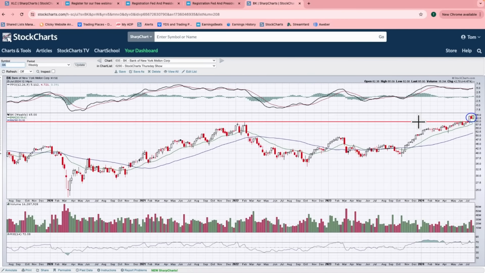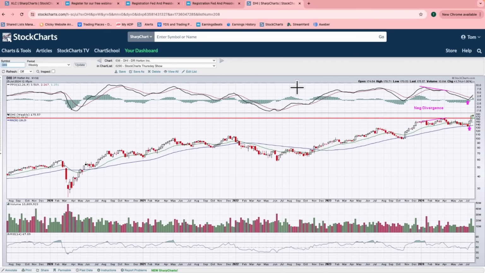Bank of New York posted earnings a couple of weeks ago, made a nice breakout on those earnings, and I think is part of that financial space and asset manager that is poised to continue to move higher because of the rotation into some of the more value-oriented areas.